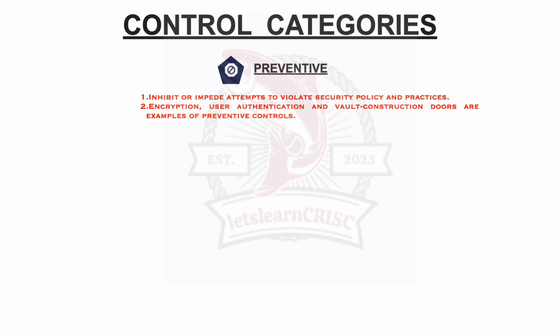The mentioned examples illustrate different methods employed to achieve this goal, right? Friends, encryption protects the data from unauthorized access. User authentication verifies the identity of the individual seeking access, and vault construction restricts entry to secure areas, all contributing to the prevention of security violations, right?